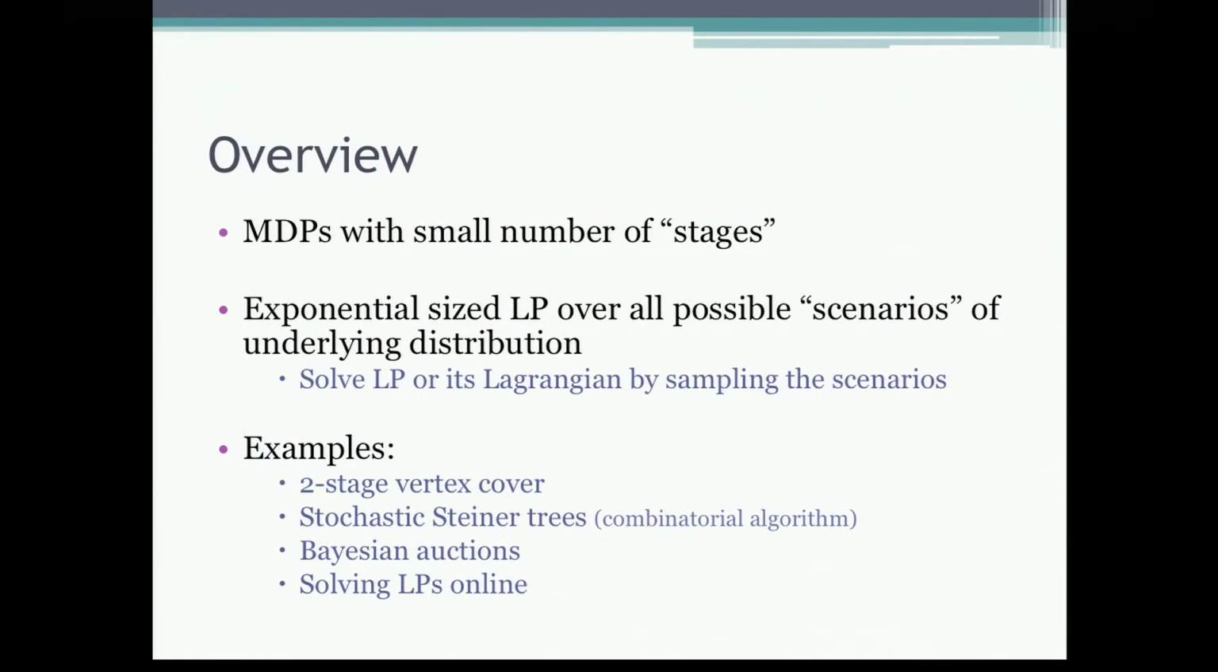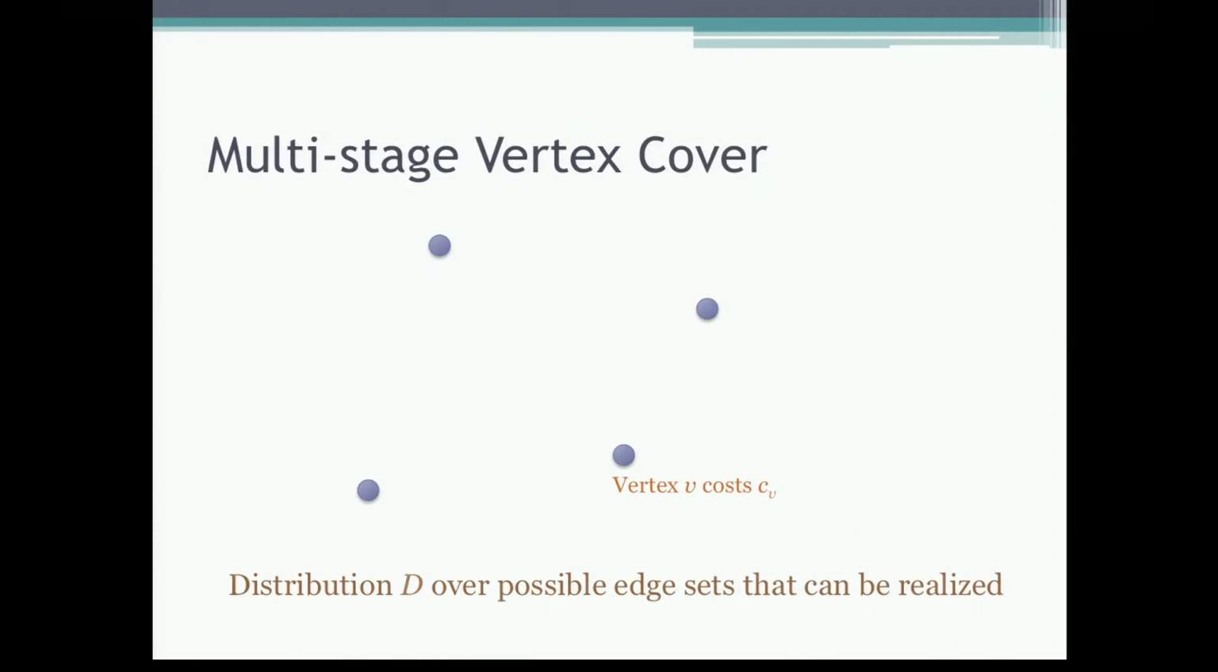So in sampling, the main idea is that you have some big distribution. It has exponential complexity to maybe specify the joint distribution. But what if you could draw samples and write an LP over the samples? This is very vague, so let me be more concrete. Suppose the first problem is what is called two-stage vertex cover. And let me just define the problem.